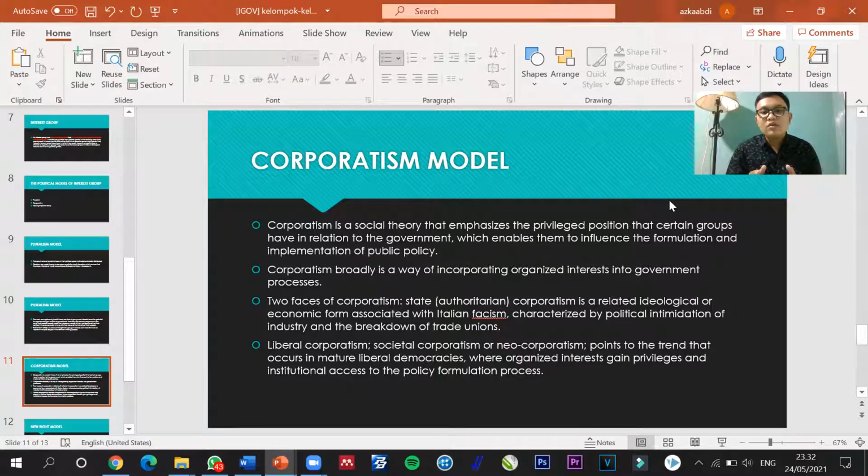There are two phases of corporatism. The first one is state or authoritarian corporatism, a related ideological or economic form associated with Italian fascism, characterized by political intimidation of industry and the breakdown of trade unions. The second one is liberal corporatism, a societal corporatism, or what we can call neo-corporatism, which points to the trend that occurs in mature liberal democracies, where organized interests gain privileged institutional access to the policy formulation process.